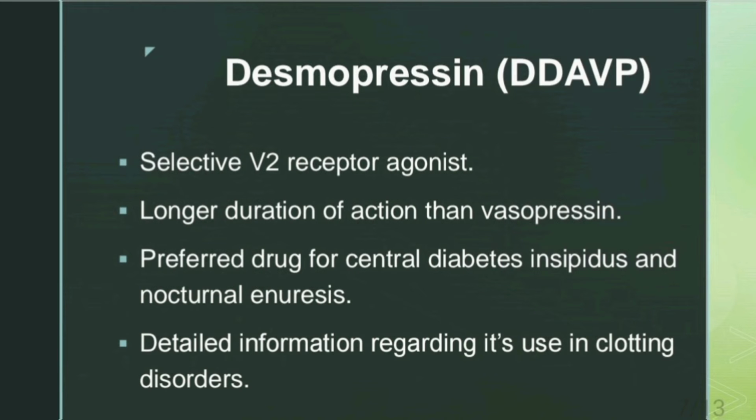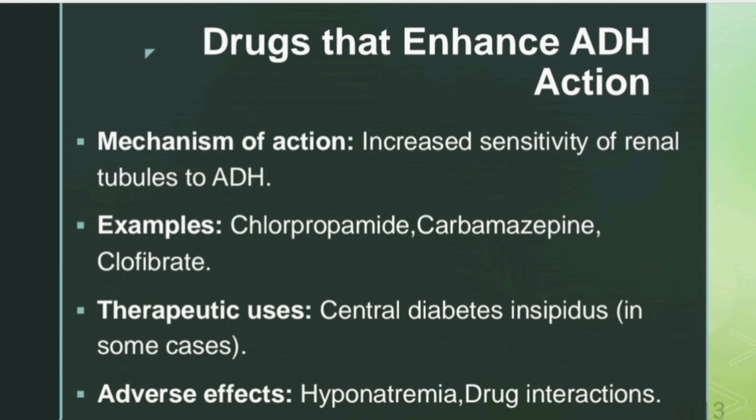Desmopressin is a selective V2 receptor agonist. It has a longer duration of action than vasopressin, and desmopressin is the preferred drug for central diabetes insipidus and nocturnal enuresis.